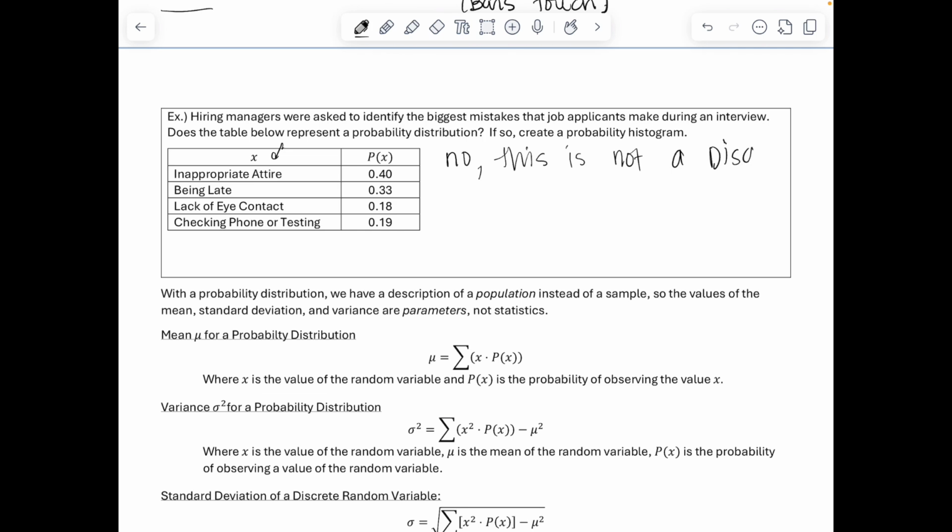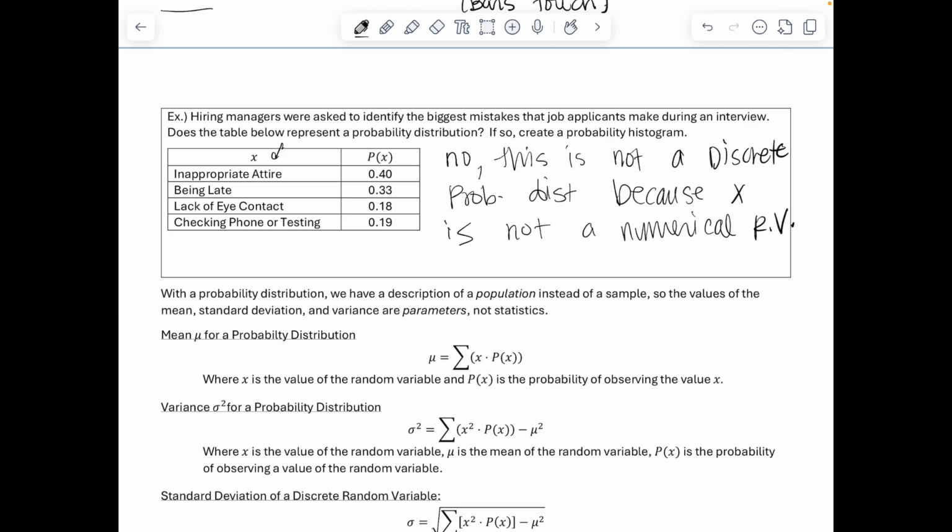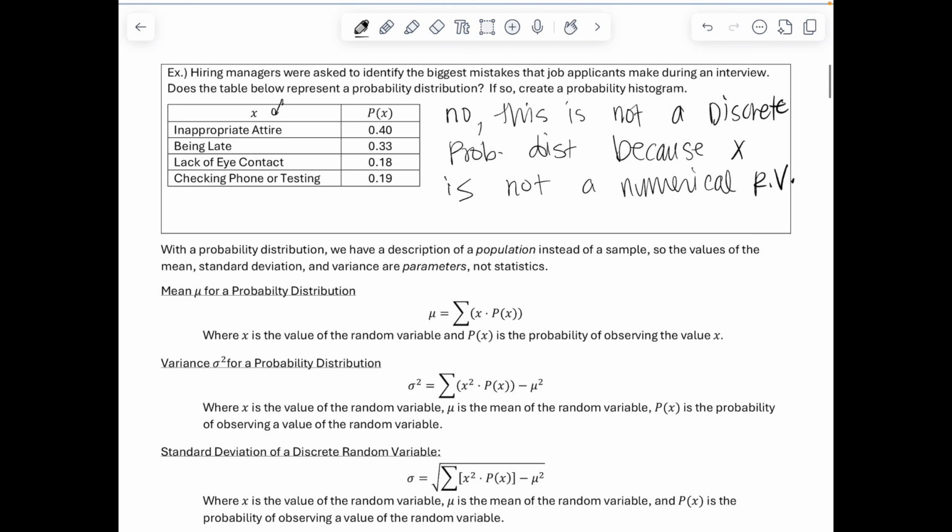So no, this is not a discrete probability distribution. And the reason why is because x is not a numerical random variable. So again, as soon as one of those requirements is not met, we know that it is not a discrete probability distribution.